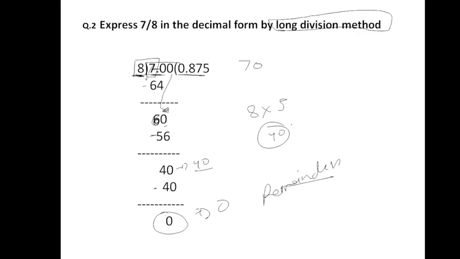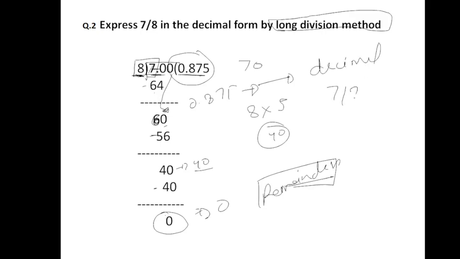When we divide 7 by 8, we got the remainder 0, and the decimal quotient is 0.875. It is the decimal representation of 7 by 8 using the long division method.